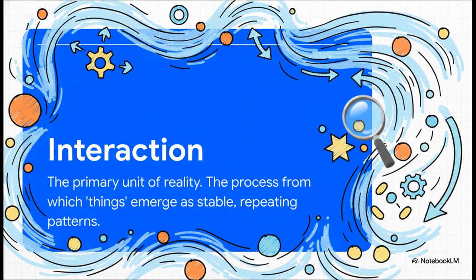So let's introduce a totally new fundamental unit. Let's call it interaction. Now, here's the mind-bending part. We normally think of two things bumping into each other, right? But this new way of looking at it says, no, the bumping into, the interaction itself, that's what comes first. Interaction is the primary unit of reality. And the things we see, they're just stable, repeating patterns that pop out of all that interacting.